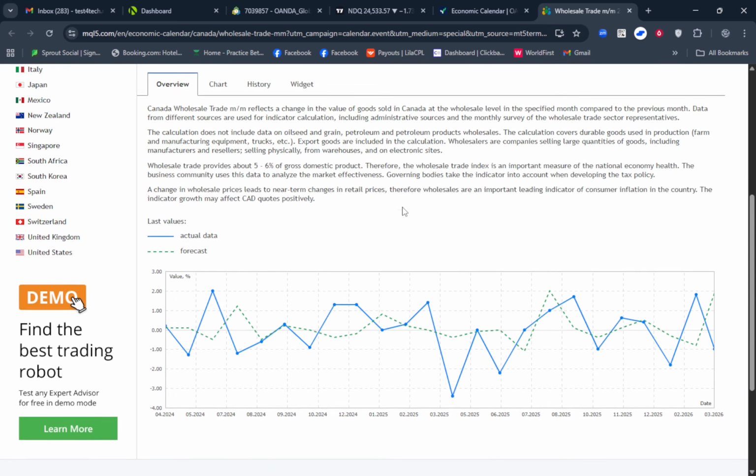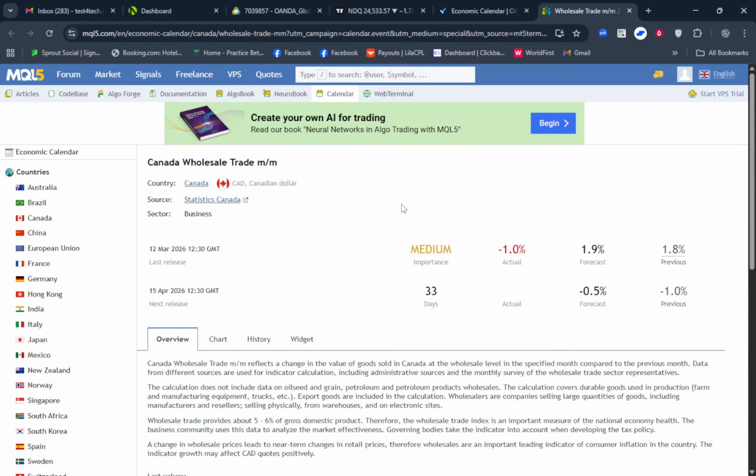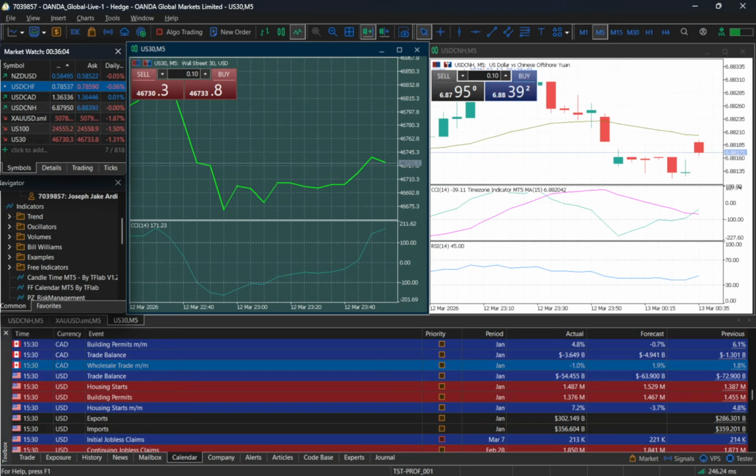Use the calendar daily to plan your trading session, mark times to be cautious, and note opportunities that align with your strategy. With a few minutes of preparation in MT5, the Oanda Economic Calendar becomes a reliable guide to what's coming and how to stay ready.